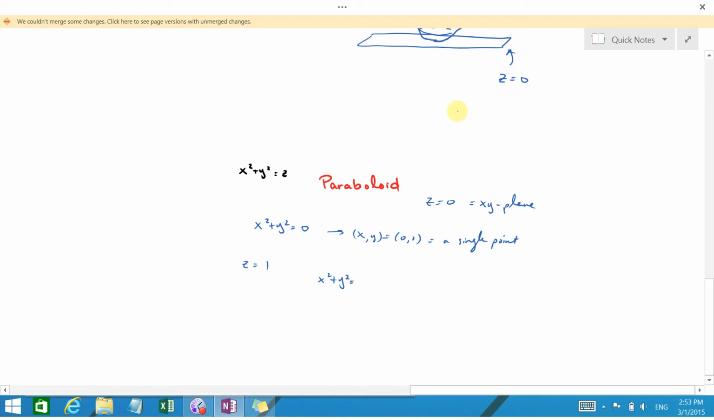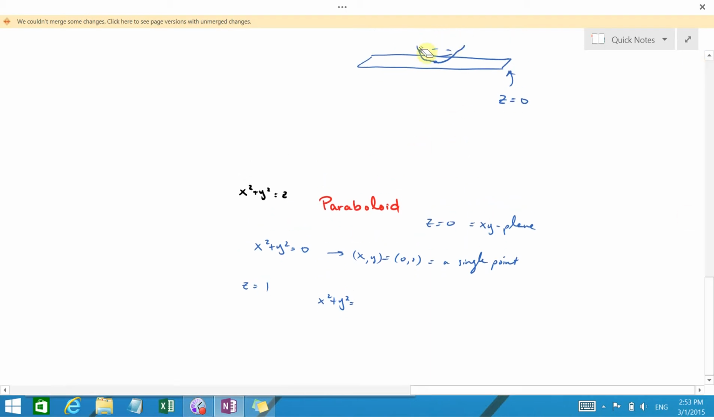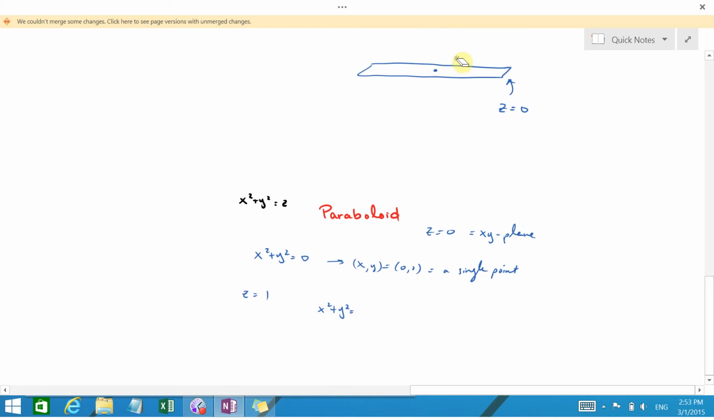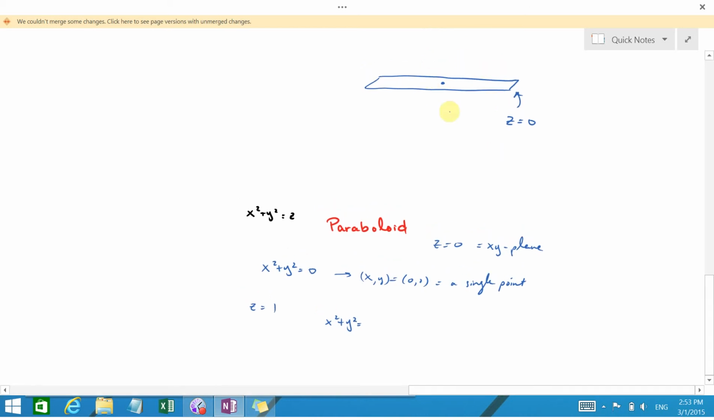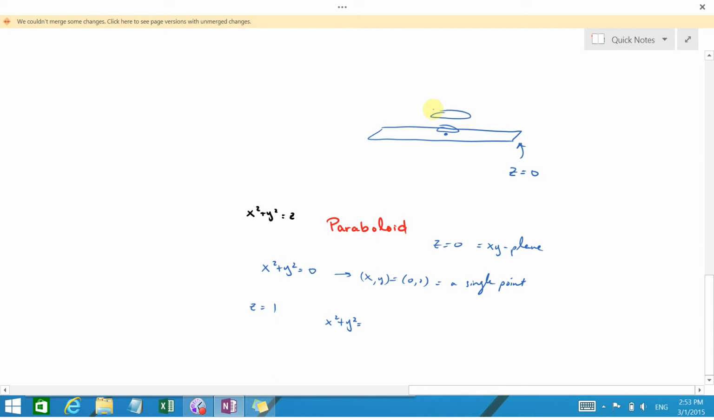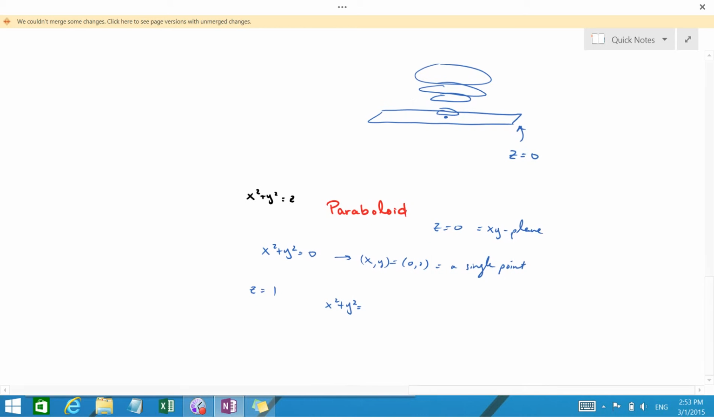So if you look at these z slices, let me erase what I have here. We don't actually know that's what it looks like yet. We know that it intersects the z equals 0 plane at a point. It never goes below that plane. And if you look at higher and higher horizontal slices of it, they're just circles that keep getting bigger and bigger. All right, so now we have this idea of what's happening with horizontal slices.